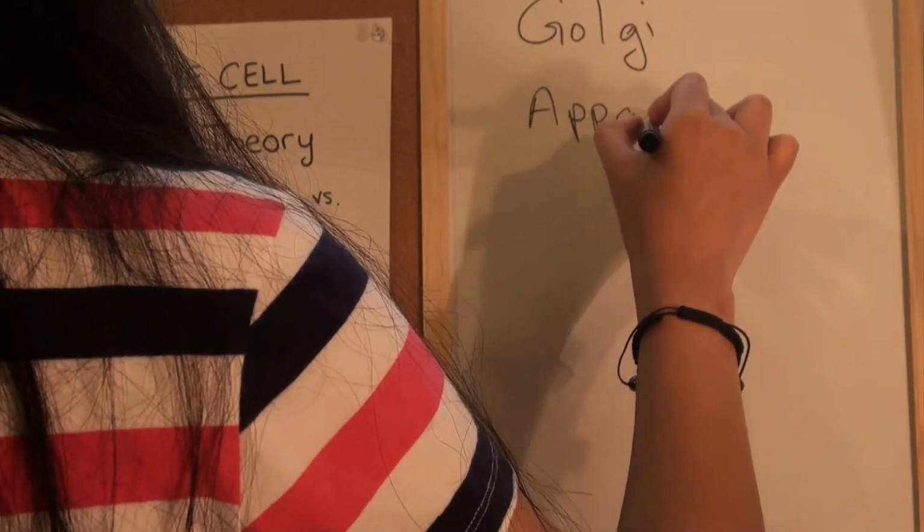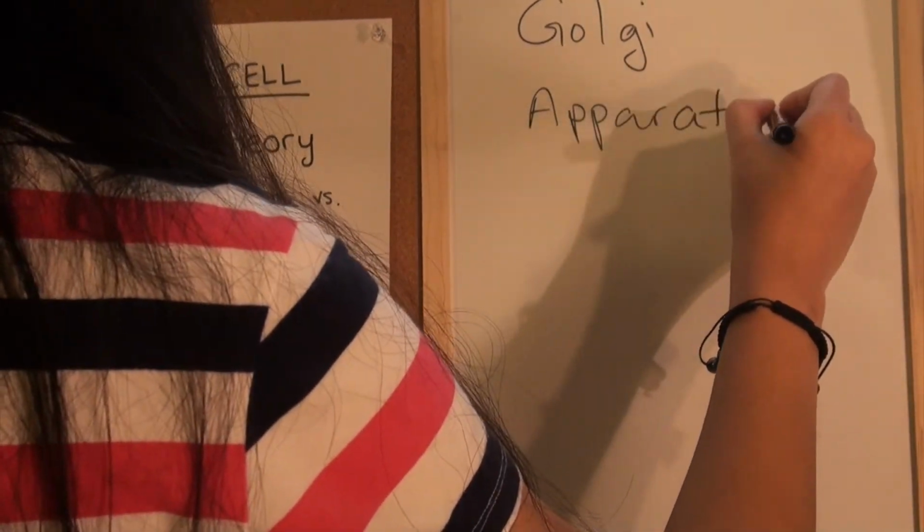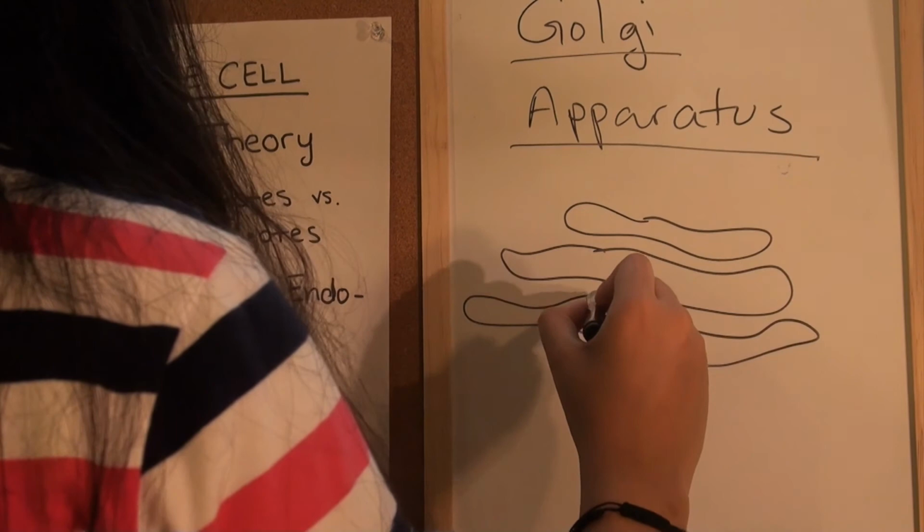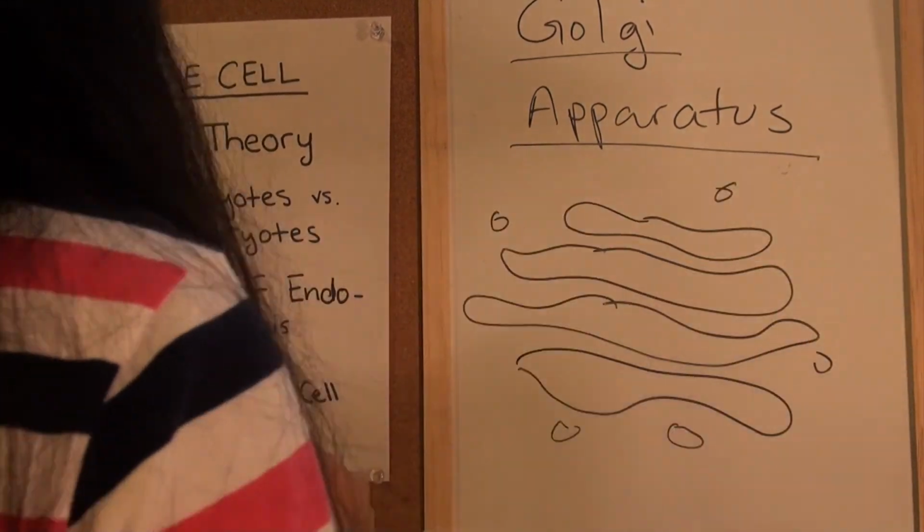Up next is the Golgi Apparatus. It is a stack of flattened sacs of membranes. Its function is to modify, store, and package the proteins created in the rough ER or endoplasmic reticulum.